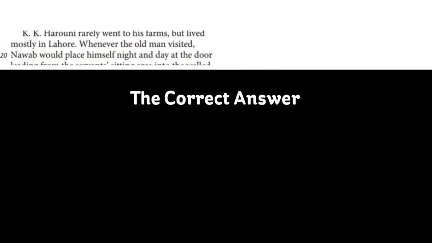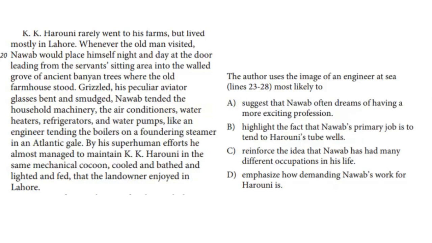In order to understand the correct answer, let's first look at the sentence that the question refers us to. It says in lines 23 through 28. So as I count down, it starts here with "Grizzled." So: "Grizzled, his peculiar aviator glasses bent and smudged, Nawab tended the household machinery, the air conditioners, water heaters, refrigerators, and water pumps, like an engineer tending the boilers on a foundering steamer in an Atlantic gale."